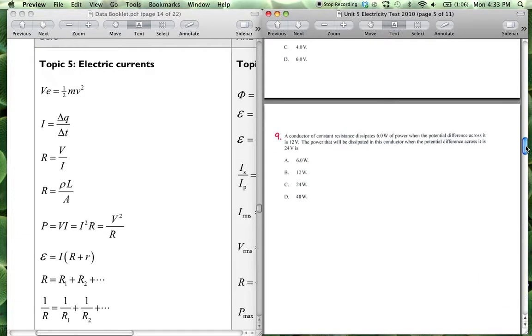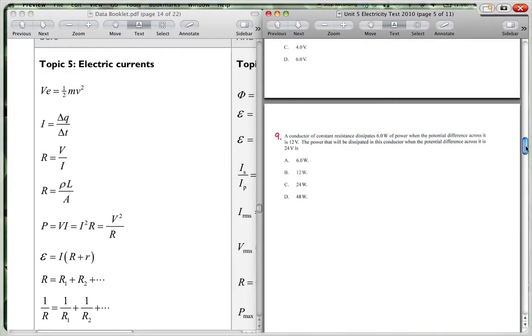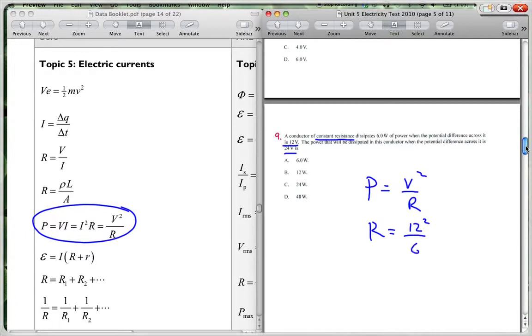And then question 9. A conductor of constant resistance dissipates 6 watts of power when the potential difference across it is 12 volts. The power that will be dissipated in this conductor when the potential difference across it is 24 volts would be? Alright, so remember, this is an important statement: a conductor of constant resistance. So the resistance remains the same. So let's work out what that resistance is using our formula here. Power is equal to V squared over R. So R is equal to V squared, which is 12 squared, divided by our power, which is 6. That's 144 divided by 6, which is 24 ohms.